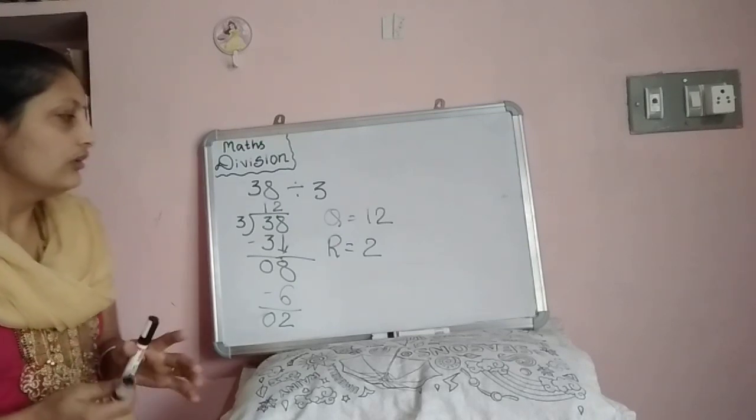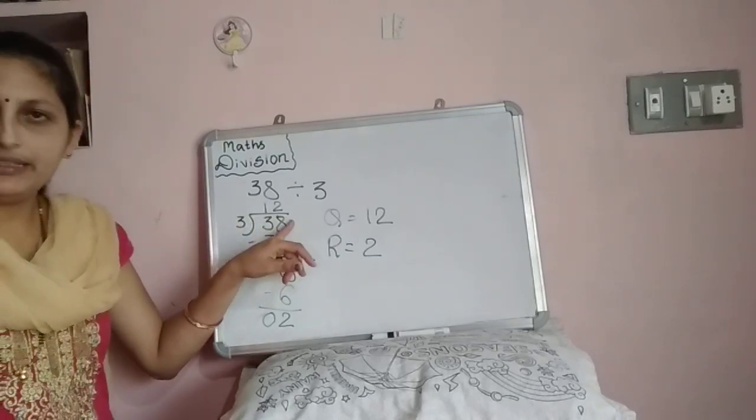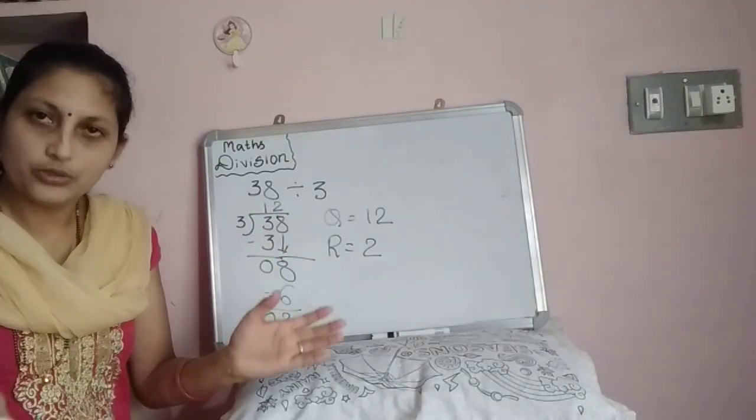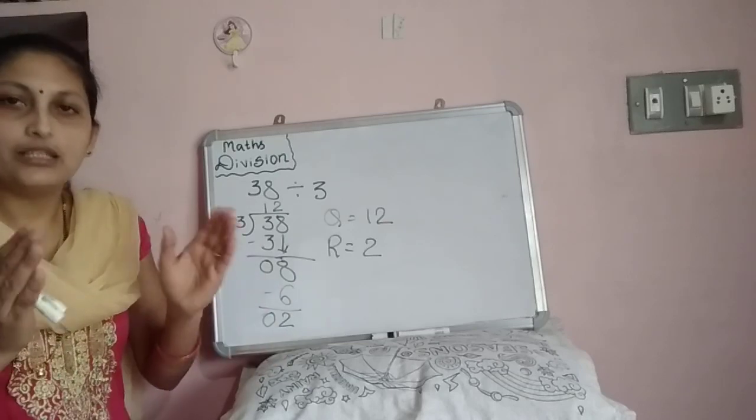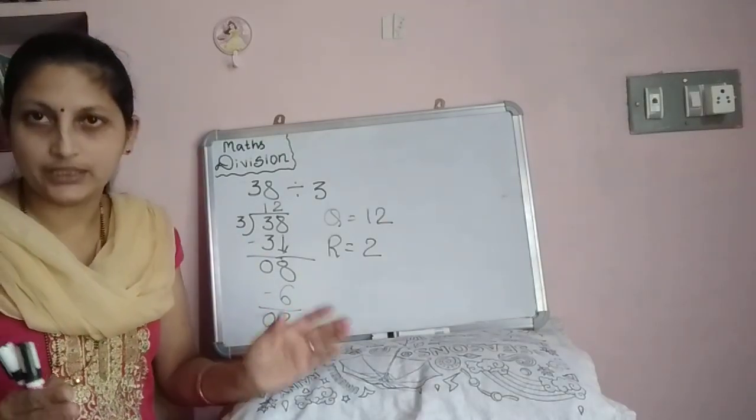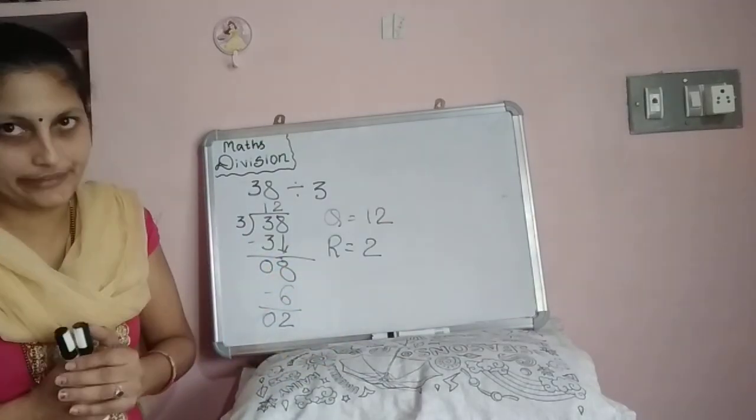Okay. So 38 is the dividend. That is the number we are going to share equally. 3 is the divisor, which means among 3 we are going to share equally. This is the number that divides the dividend.